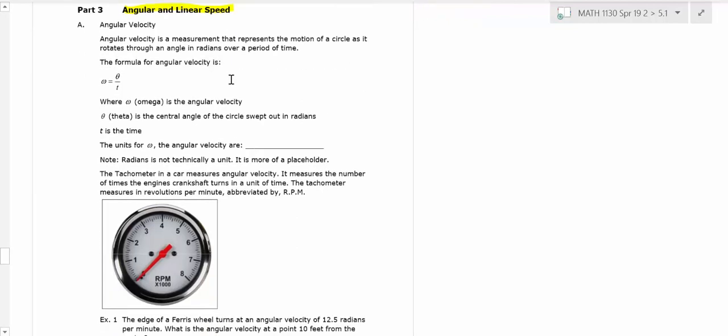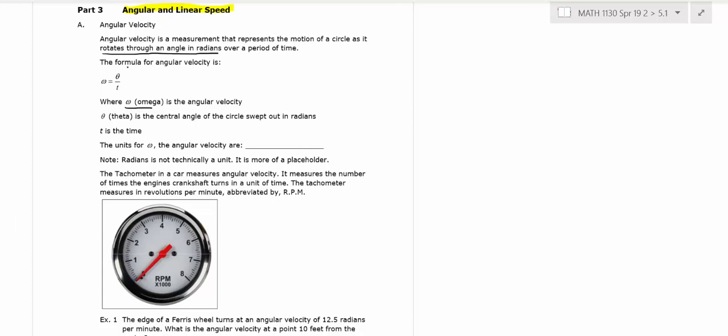So a couple of definitions I'm going to look at. First of all, angular velocity is a measurement that represents the motion of a circle as it rotates through an angle in radians over a period of time. So there's a couple of things on here. Our textbooks always use omega equals theta over t. Omega looks like a W, and theta is the central angle, t is the amount of time. So that gives you what we call the angular velocity. So it's a measurement of what angle a circle rotates through in a unit of time, okay?